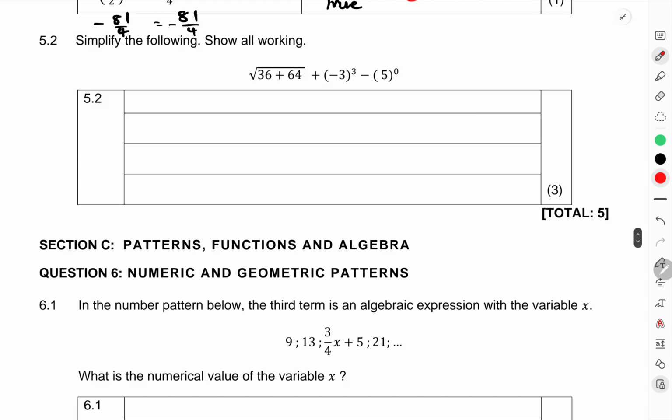Now let us go to simplify the following, show all the workings. Now we are required to simplify this particular expression, right? And for us to simplify that, we are going to start with whatever is inside the square root. Inside the square root, I have 36 plus 64. What is 36 plus 64? I'm going to have the square root of 100 plus.